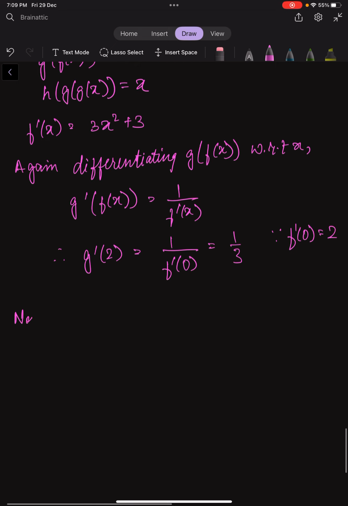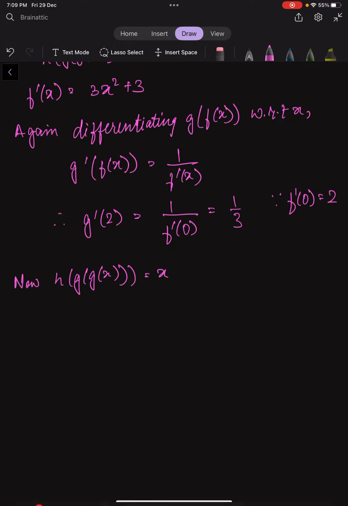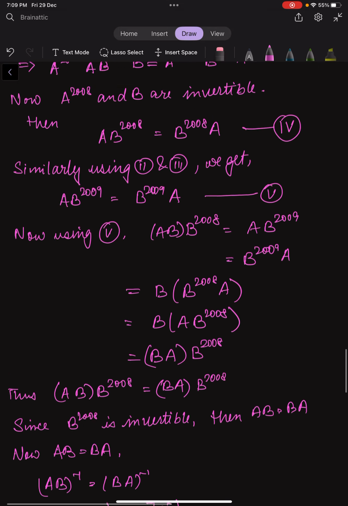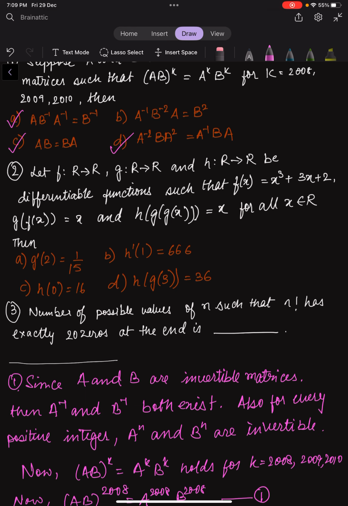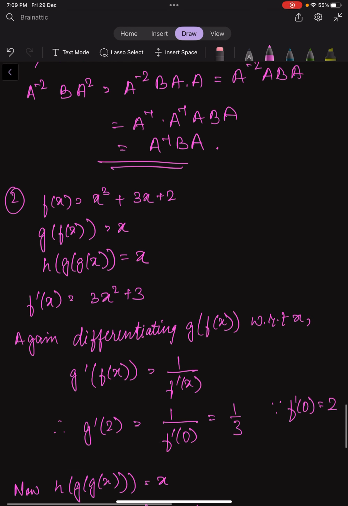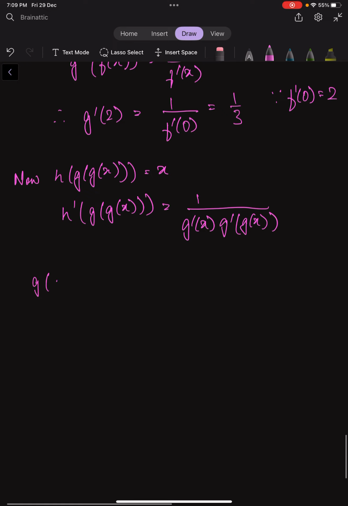Now we have h of g of x is equal to x. So again, differentiating with respect to x, we will have h dash of g of x is equal to 1 by g dash of x into g dash of g of x. Now from the options, we need to solve for h dash of 1, which means g of x equal to 1. We have to solve for g of x equal to 1.